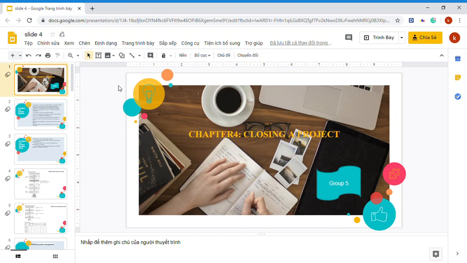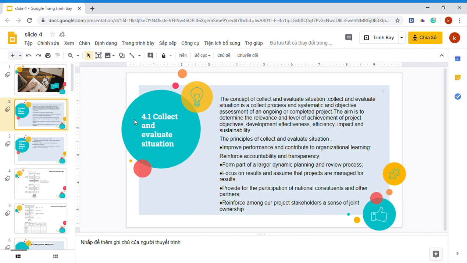Okay, I will talk about chapter 4, closing a project. 1. Collect and value situation. The concepts of collect and a value situation. Collect and a value situation here. Collect process and systematic and objective assessment of an ongoing or completed project.